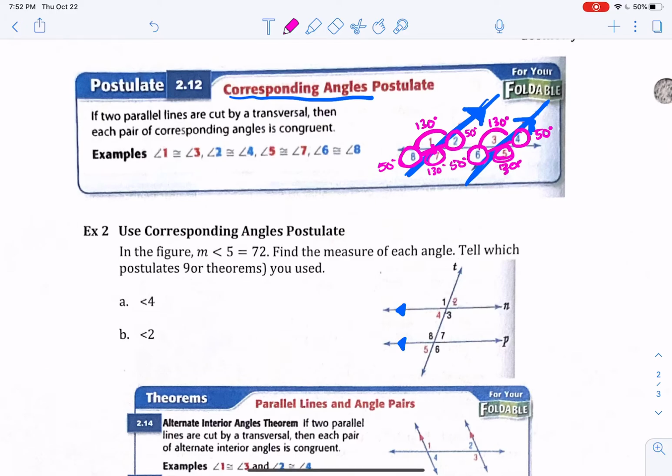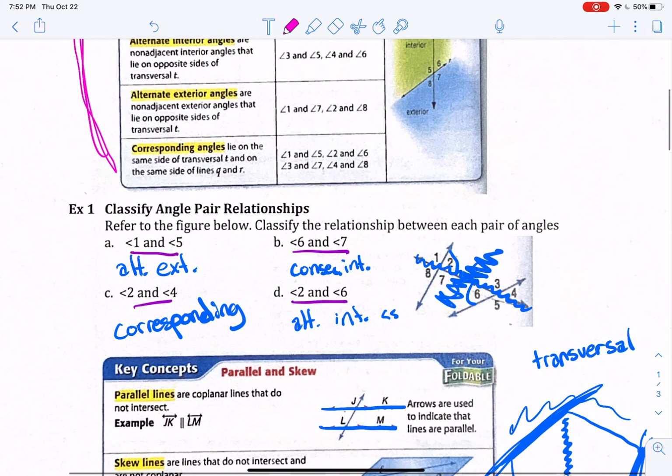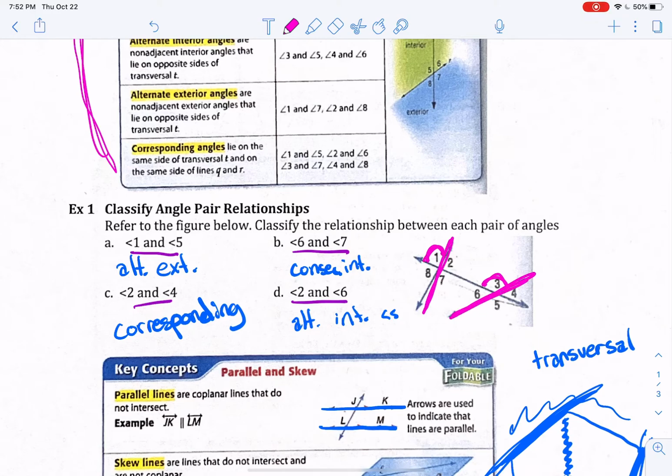Okay, so this only works if these two lines are parallel. If I bump up to the last diagram that we had, corresponding angles were like angle 1 and angle 3, right? They're both in the top corner of the intersection. But since these two lines are not parallel to each other, you can't tell me that angle 1 is going to be the same measure as angle 3, right?